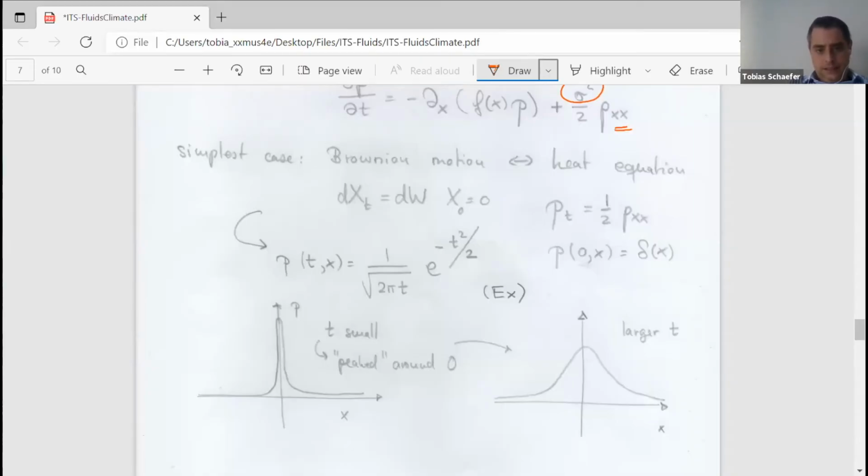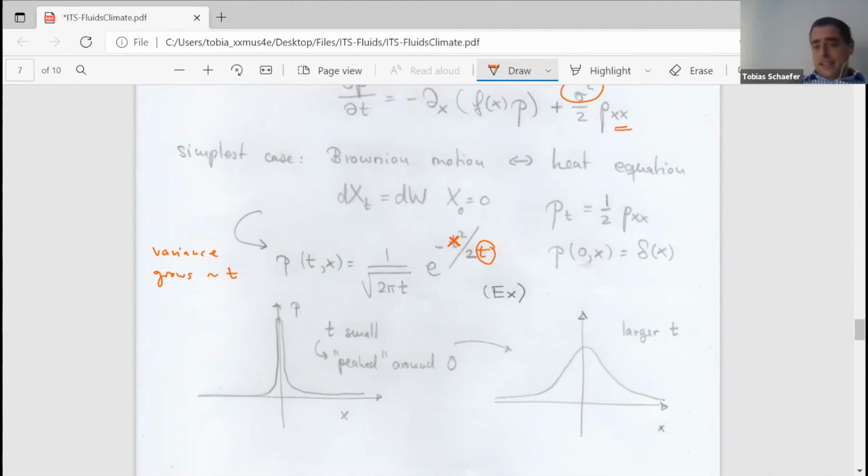Sorry, there are a couple of typos, obviously. This is x squared and this is 2t. I apologize. This is the correct version of the heat kernel. So obviously it's Gaussian in x, but then the variance, the sigma squared, is just given by t. So it grows as t.